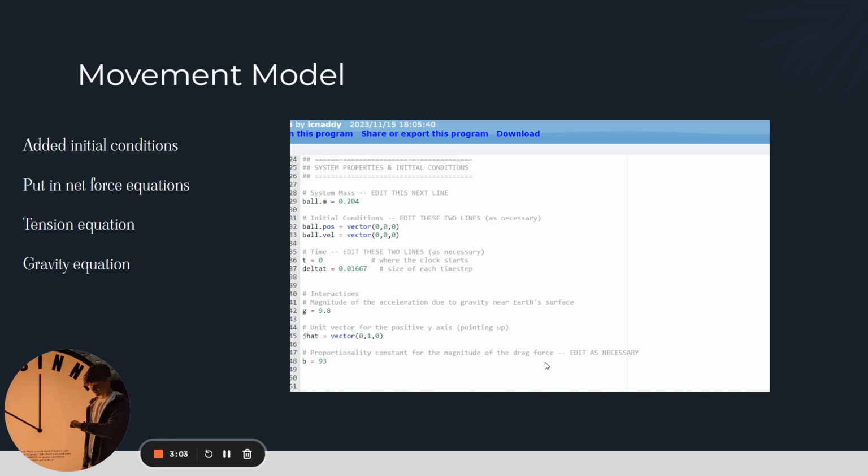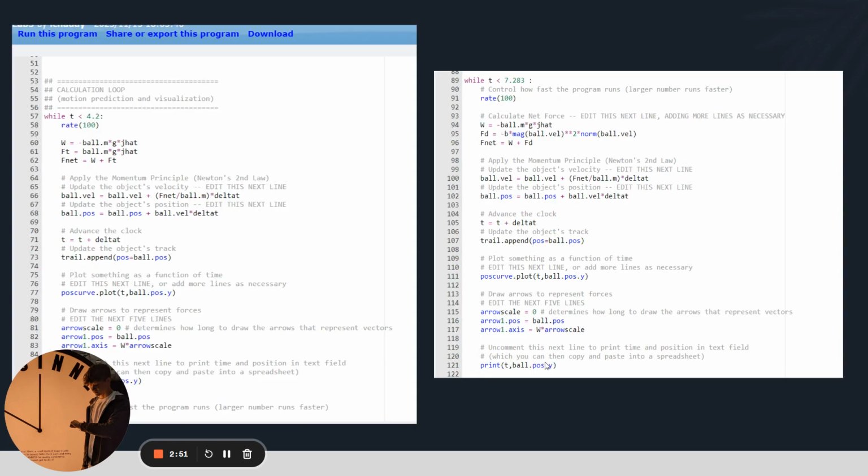I added initial conditions for the objects in the experiment, like the spring with its mass of 0.204 grams. I put in net force equations, including the tension equation and the gravity equation. And then I also created 2 while loops, one to update position before the top of the slinky had reached the bottom, and then another one to update position of the entire thing moving downward.